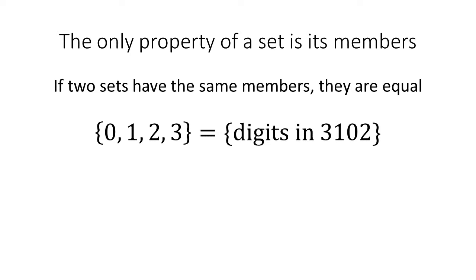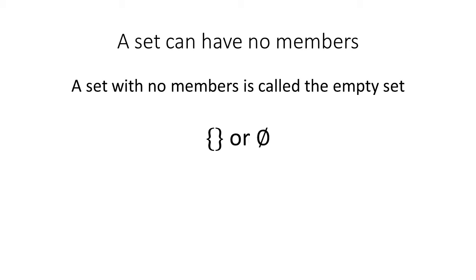So it doesn't matter how you chose the members or how you wrote them down or the order you wrote it down. All that matters is what is actually in the set. So for instance, the set {0, 1, 2, 3} is the same set as the set of all digits in 3102.